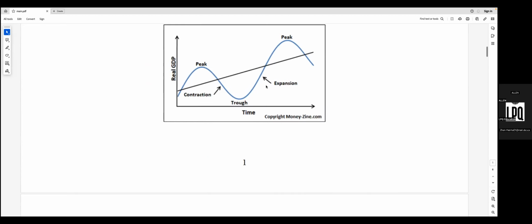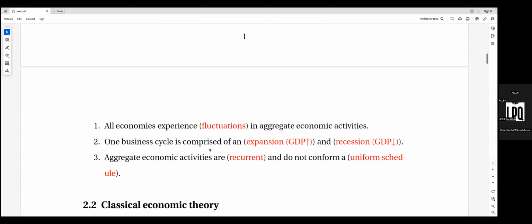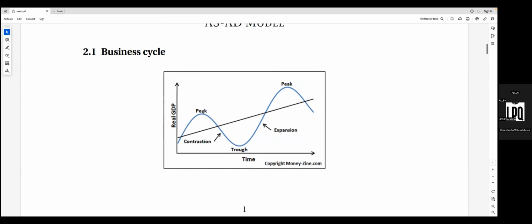So in this graph, we actually have two business cycles, because one business cycle, loosely speaking, equals one expansion plus one recession. What is an expansion? Super easy, it's when the GDP increases, like here. Recession means when GDP decreases. One expansion and then another recession, put together, is our first business cycle here. And this is the second business cycle. So in this graph, we have two business cycles in total.